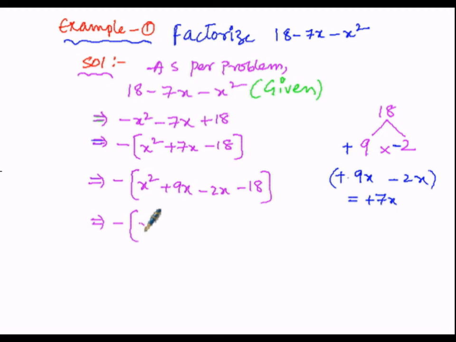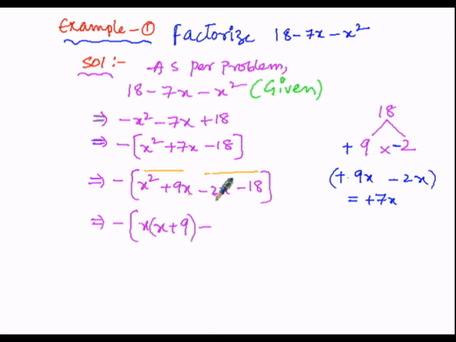Then now x square among these two terms, that is the first two terms, I want to take x as common. When x is taken out as common, x square can be written as x into x. So one x is taken out as common, one more x is left over within the bracket, plus 9 is left over within the bracket. Among these two terms, minus 2x and minus 18, I want to take the minus sign as common, because the minus sign is present in both the terms.